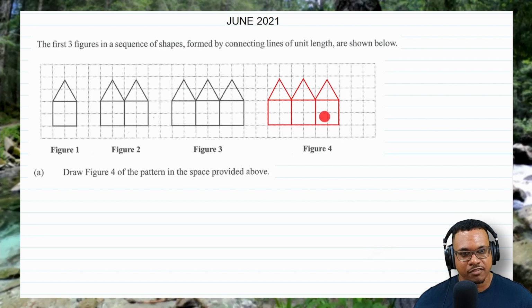So now that I've drawn over figure 3 pattern, I'll add the square that comes here and the triangle that comes above it. And this is the solution for part A.